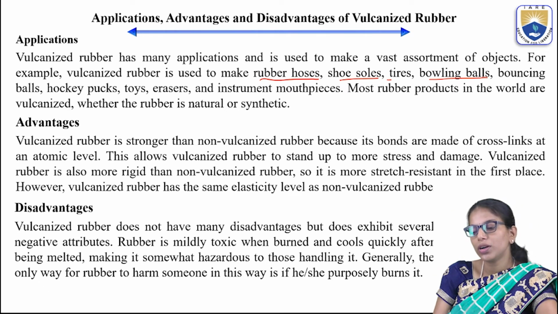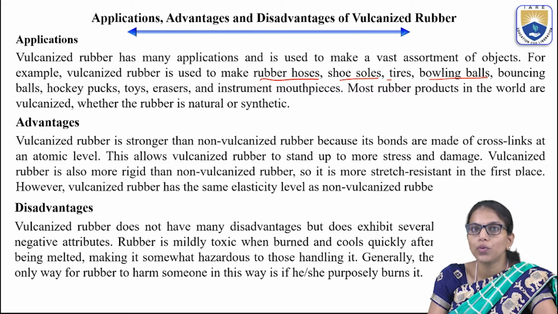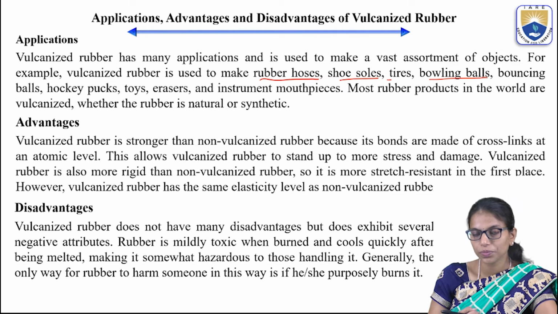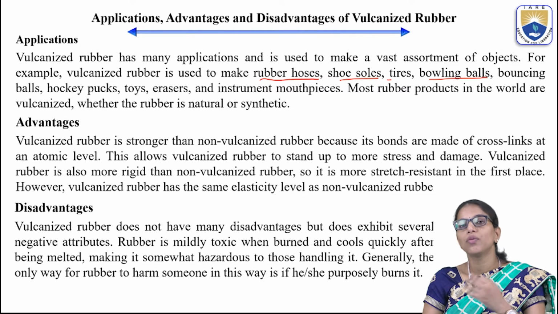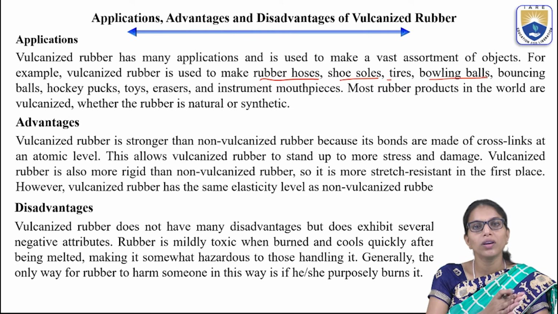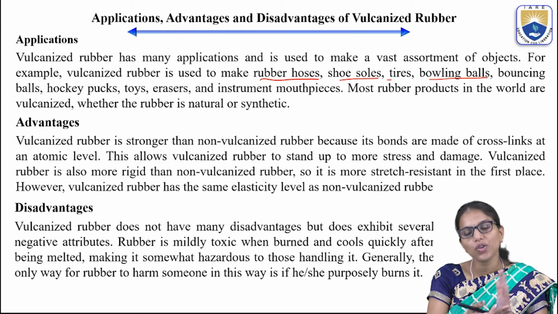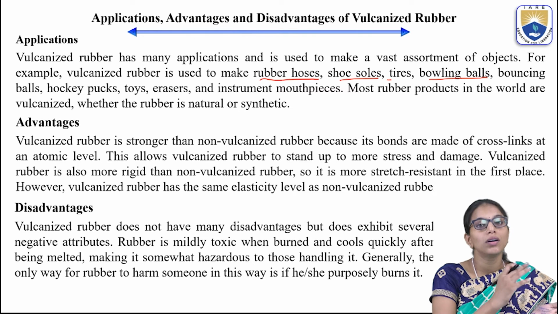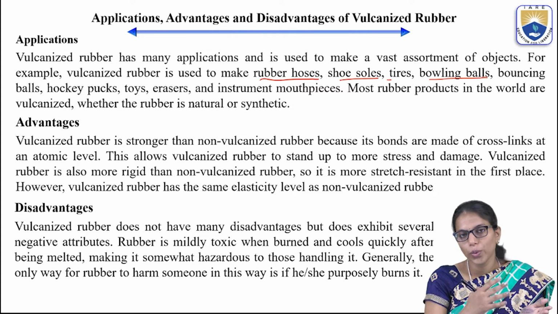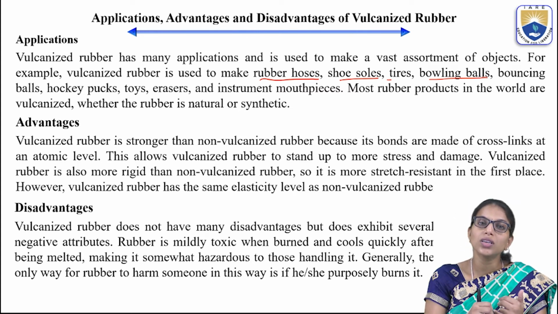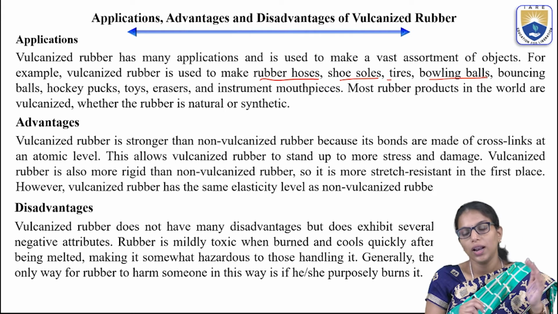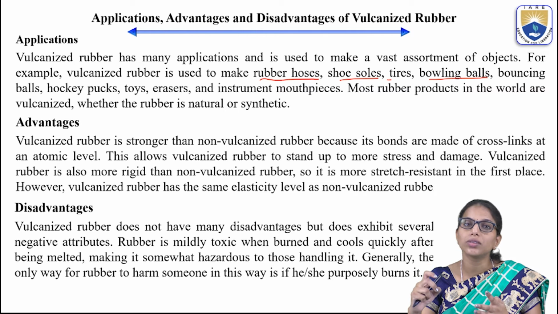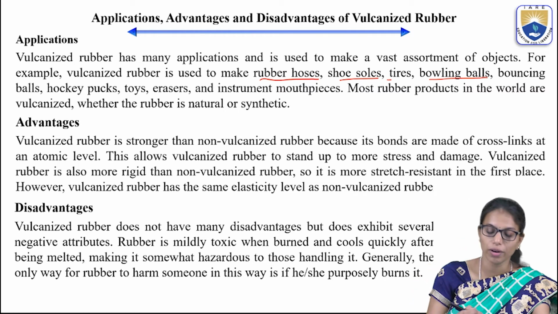Most rubber products in the world are vulcanized, whether the rubber is natural or synthetic. Synthetic means we use different kinds of monomers, which we prepare in the laboratory or anywhere else. But natural means it is formed by nature, like latex, and then we do many processes to strengthen the properties of latex or rubber.